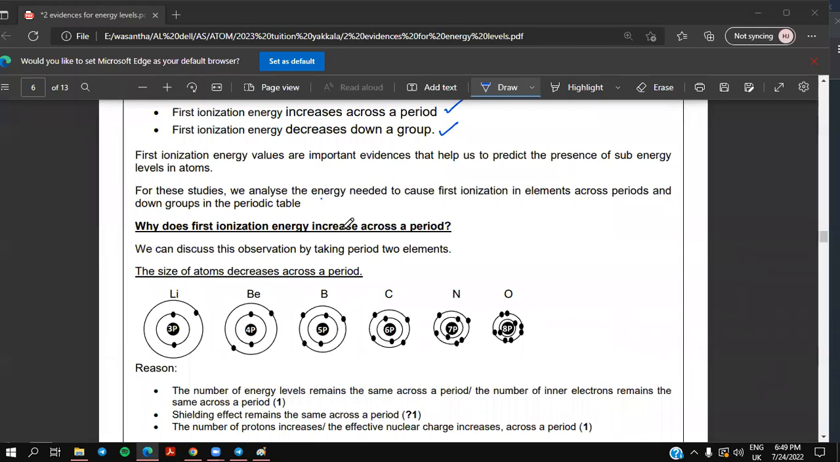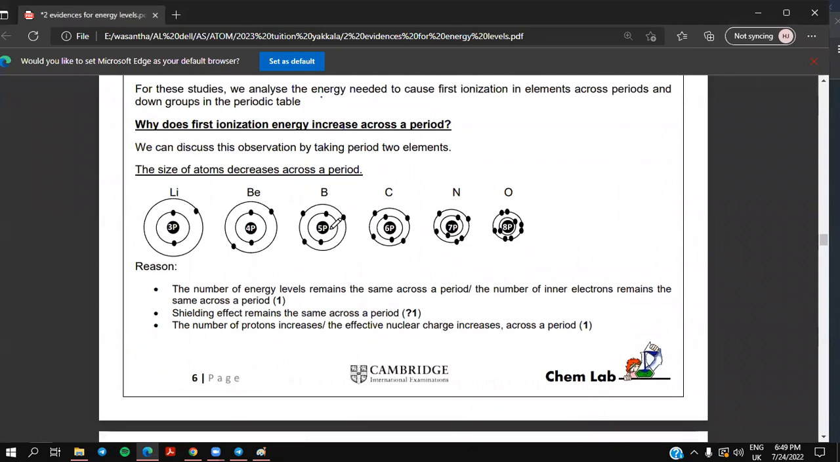We'll see what we have to talk about here. We can discuss this observation. What is the observation? Across the period, first ionization energy increases. We can discuss this observation by taking period two elements. What are the elements? Lithium, beryllium, boron, carbon, nitrogen, oxygen. According to how I have shown here, atomic size decreases across the period.